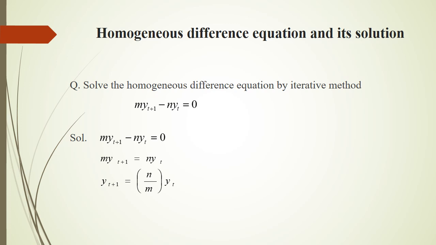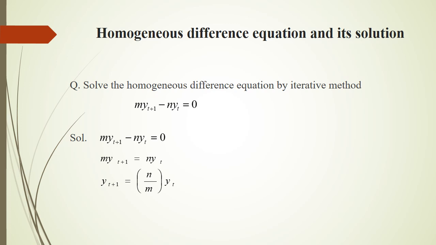m and n are constants. Now start the solution. We will do it by the iterative method. Before going to the method, you have to simplify the equation, m yt plus 1 minus n yt equal to 0. Now take the second part of the left hand side to the right, as well as the coefficient of yt plus 1, that is m, to the right hand side. You will get yt plus 1 equal to n by m yt. So this is the simplified version of the given homogeneous difference equation.